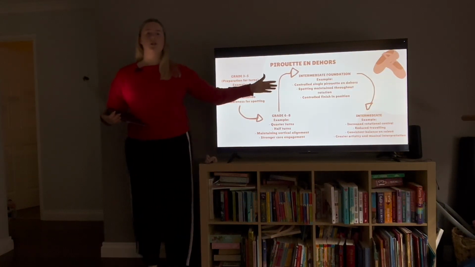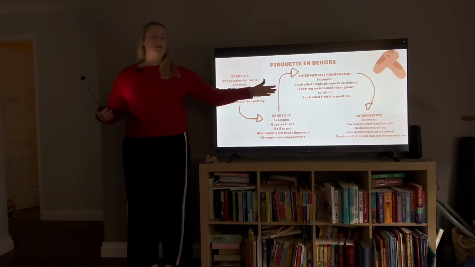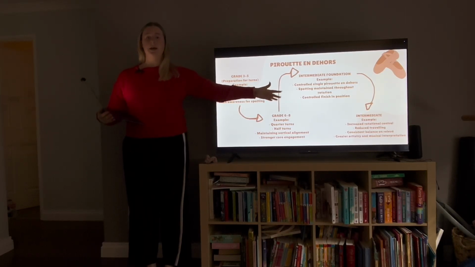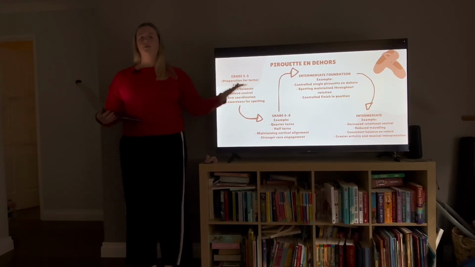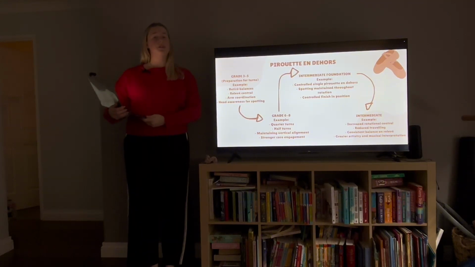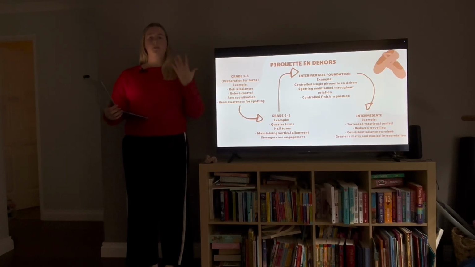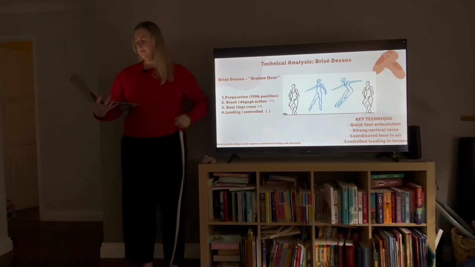Although this exercise showed us en dedans instead of en dehors, the foundations of the exercise are still exactly the same. The same principles applied from en dehors to en dedans pirouettes, especially on the one leg. We then move to intermediate, where they start to do pirouettes, double pirouettes, and start to maintain their control and alignment throughout, starting to develop creative artistry as well.